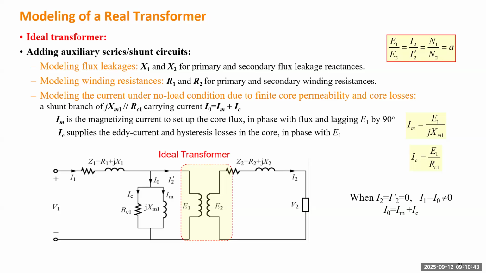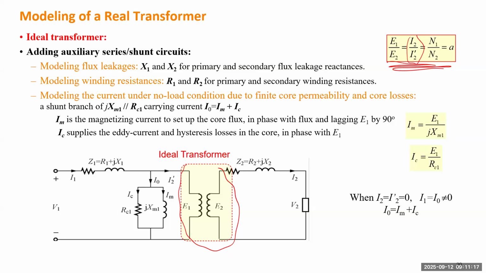So for ideal transformer, we just need to know this equation. The voltage on the primary side divided by the voltage on the secondary side will be equal to the ratio of the turns of the two windings. Based on the conservation of energy, the current on the secondary side divided by the primary side will also be the ratio. So that's the ideal transformer.